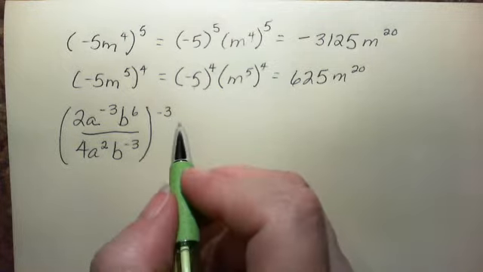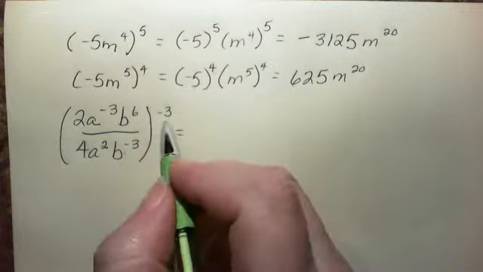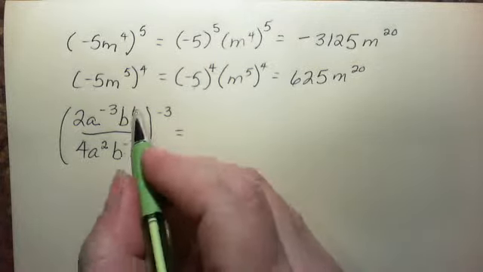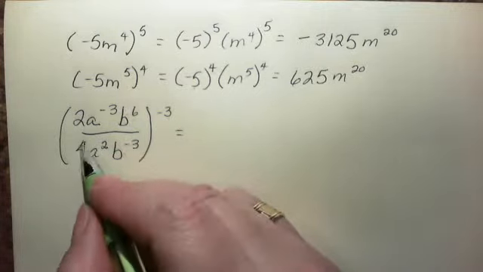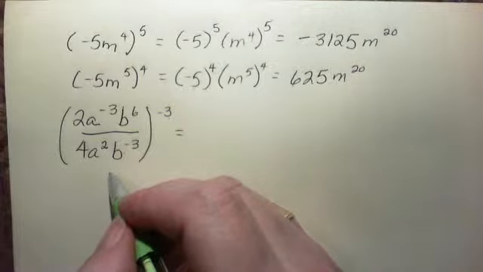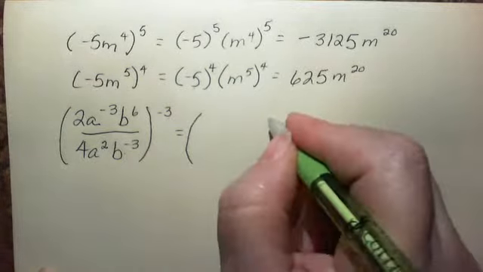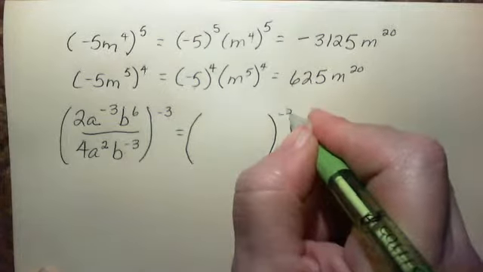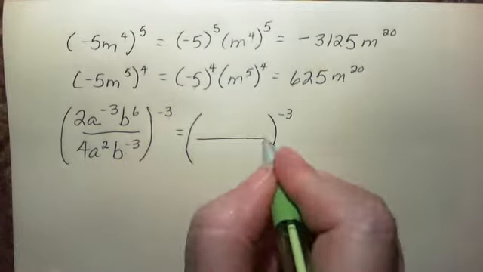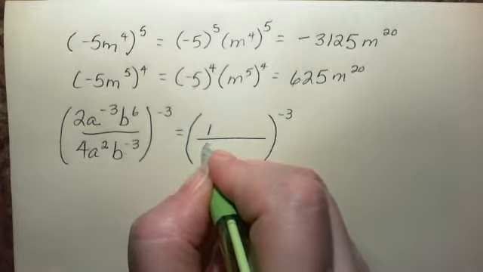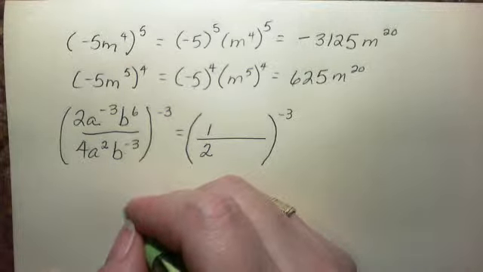This is a negative 3 power. We could flip this immediately and change that to positive 3, but remember that that's taking care of an exponent, and inside the parentheses there's work we can do. So it would be a good idea to do work inside the parentheses. So let's see what we can do inside the parentheses before we take care of the exponent outside. 2 over 4 simplifies to 1 over 2. Remember, we could divide 2 and 4. We could simplify that fraction.